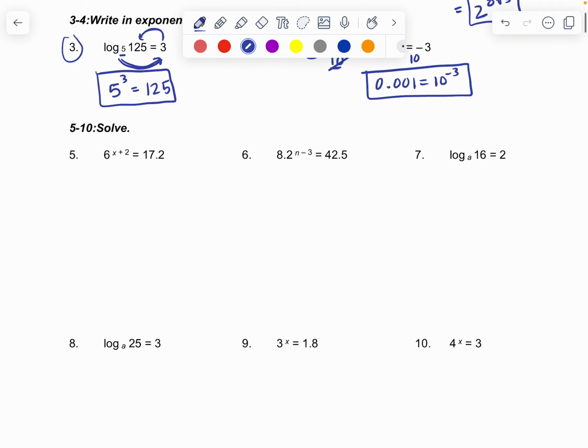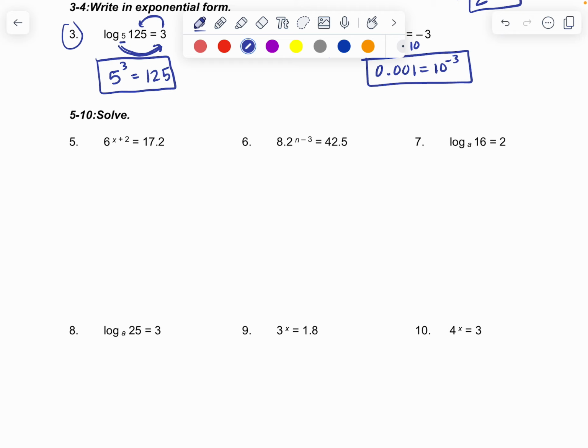All right, 5 through 10, solving. This is the one where you're going to need a calculator, so pull out your calculators. On number 5, we're going to go ahead and take the log of both sides. So we're going to have log of 6 to the x plus 2 equals the log of 17.2. Okay, and on this one, remember we call them little birdies.